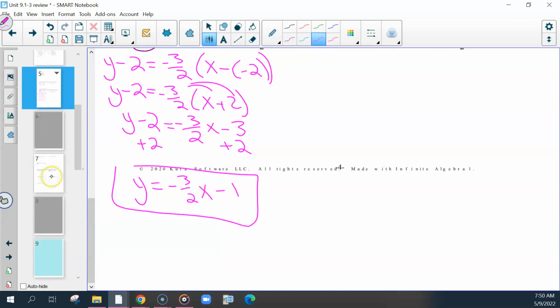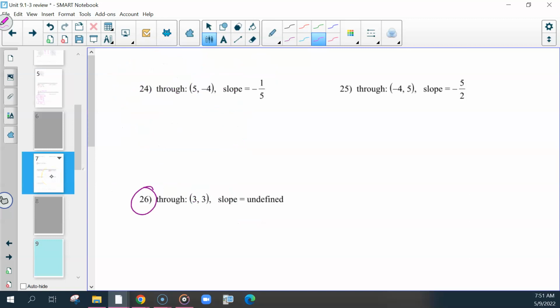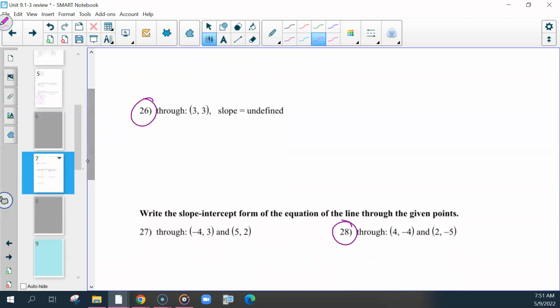On the next page, we're going to do a couple of these, and then I'm going to show you one more that I want you to write down. But starting with 26, if we have a slope that is undefined, what type of line is that going to be? Vertical. It's going to be vertical, so is that x equals or y equals? X equals. So we're going to look at our point. What does x equal? 3.